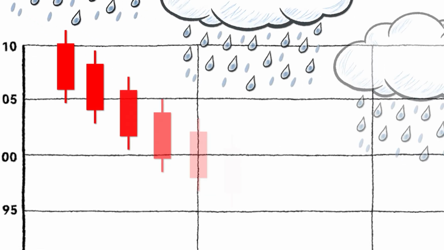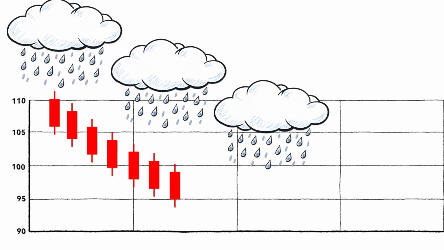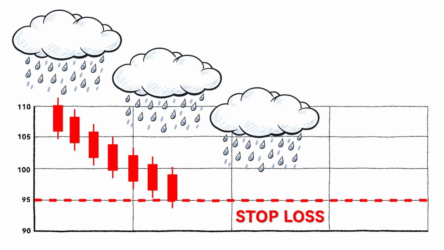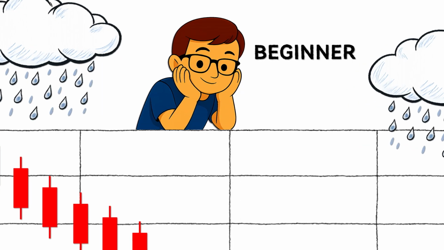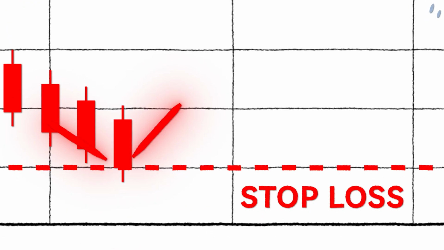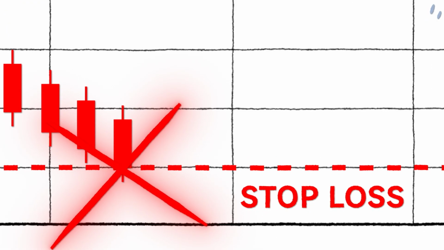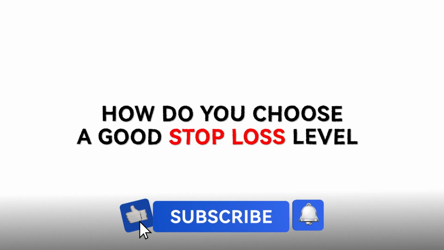Want to know the tool that protects your account from big losses, even on bad trading days? It's called stop loss, and beginners should never trade without it. A stop loss automatically closes your trade when the price moves against you. So how do you choose a good stop loss level?